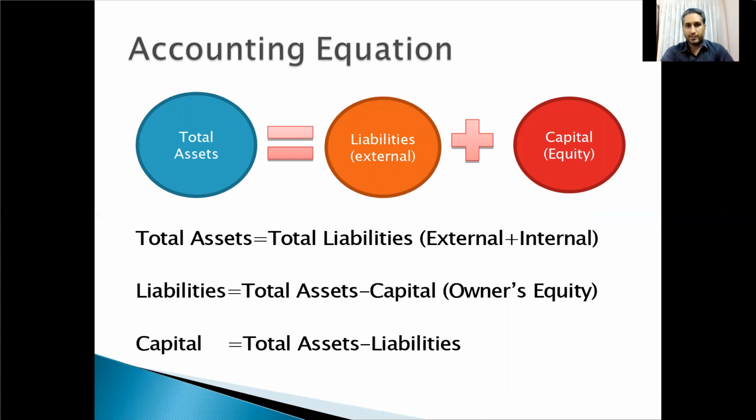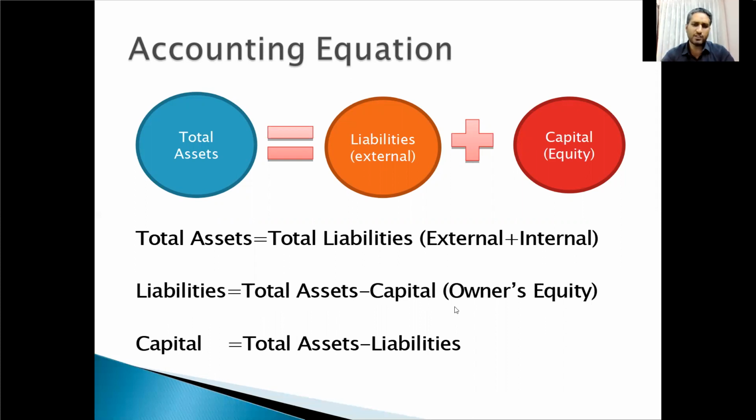Now accounting equation. As I divided the trial balance into two parts, one is the debit side, another one is the credit side. Similarly, in the balance sheet, you people are able to see one side is the asset side, the other one is the liability side. Here, the blue circle represents the total assets. And total asset is equal to the total liabilities. And total liabilities are further divided into two parts. Liability is external, the orange part, plus capital. That is also a liability, but this is the liability of the company for its owner only. So the money invested by the owner itself is known as the capital or equity. So total assets is equal to total liabilities, that is external plus internal. And then here the liability is equal to total assets minus capital.